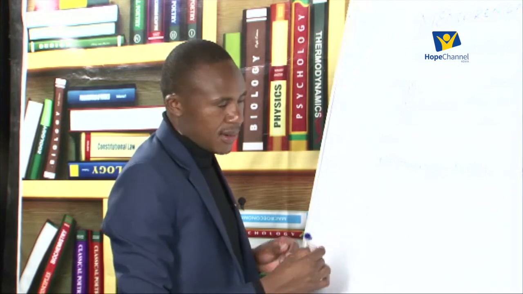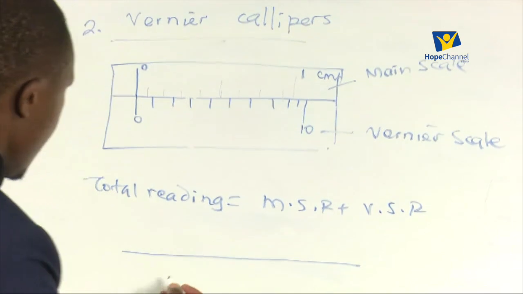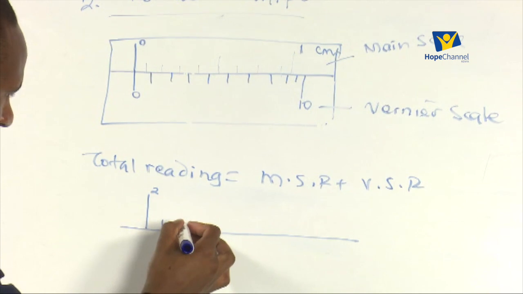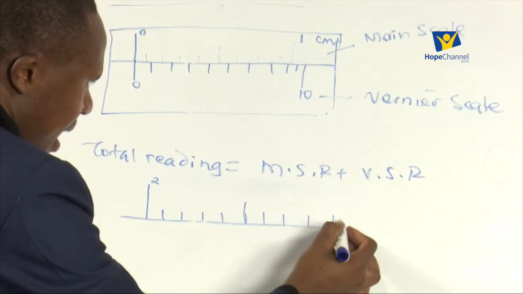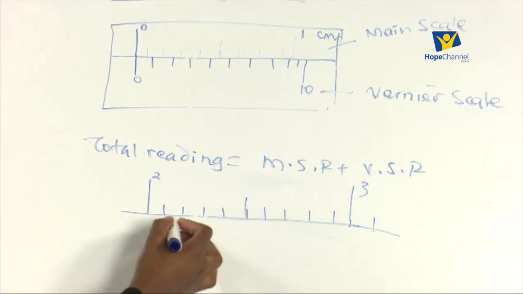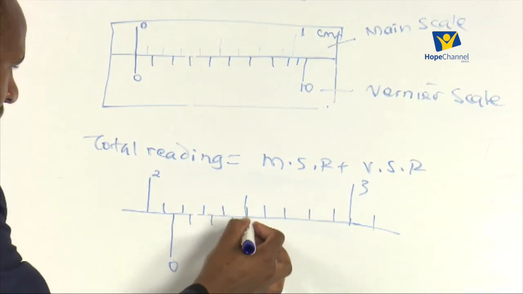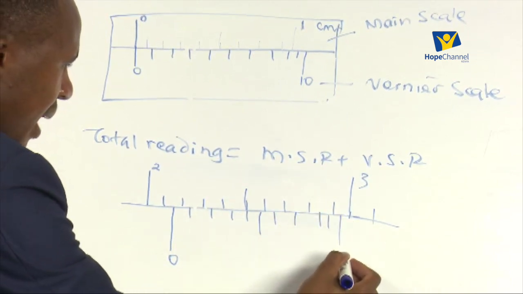Now, what do we do here? We do a very simple thing. For a main scale reading, it will force me to draw a different figure. Let me have this one here, so that I have a main scale up here. Let this be 2. Then we have 1, 2, 3, 4, 5, 6, 7, 8, 9. Let me have our 3 there. Of course, it could be extending to the right. Then we have the lower one having a 0, 1, 2, 3, 4, 5, 6, 7, 8, then 9. I have my 10 here.